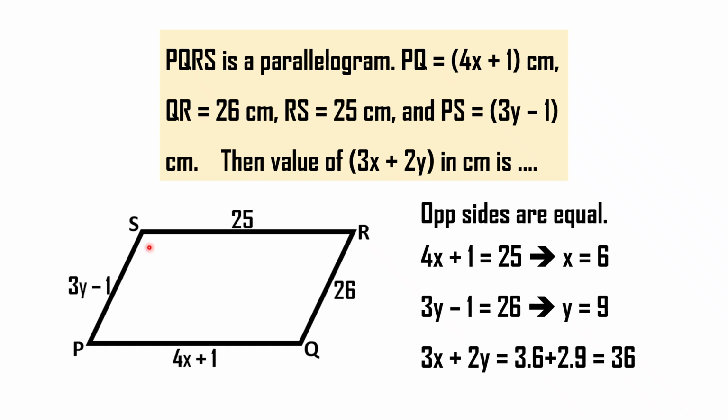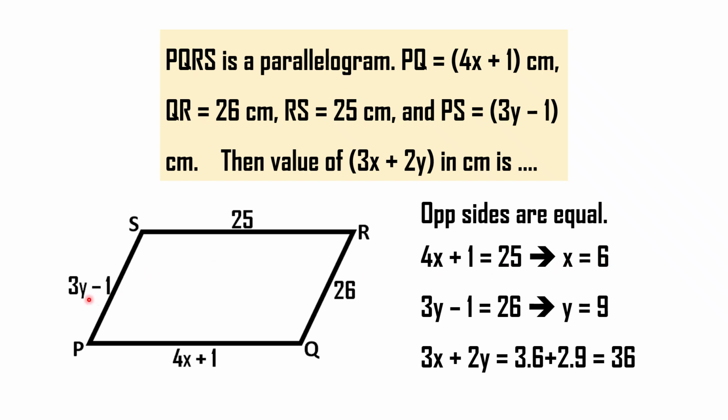Parallelogram, opposite sides are equal. প্যারালোগ্রামে বিপরীত বাহু সমান. বিপরীত বাহু মানে উপরটা আর নিচেরটা আর বাঁ দিকটা আর ডান দিকটা. The top and the bottom and the left side and the right side, they should be equal. So opposite sides means 4x plus 1 equal to 25. 1 you take to that side, minus 1, 24 হয়ে যাবে. 4x 24, x equal to 6.